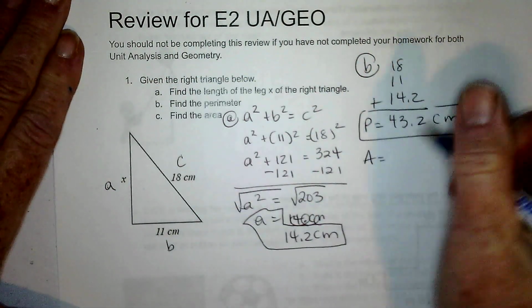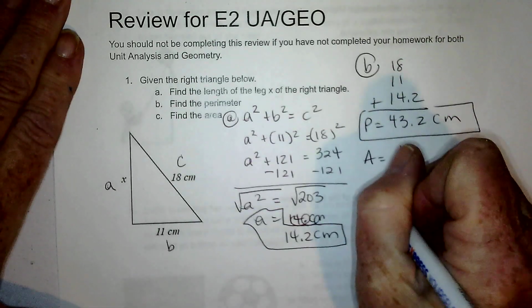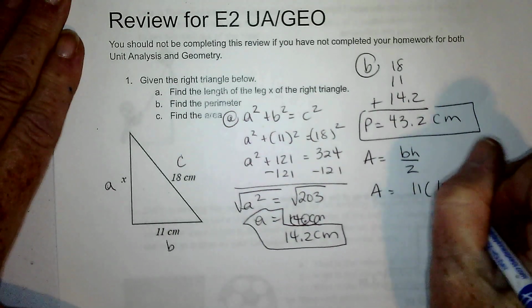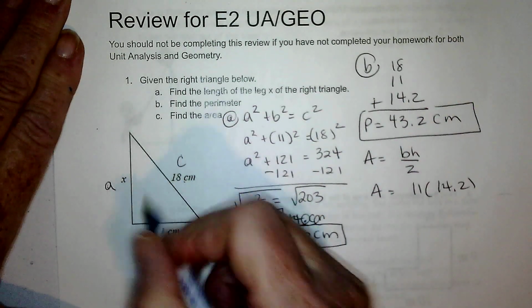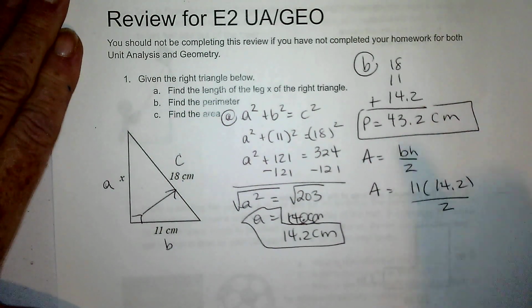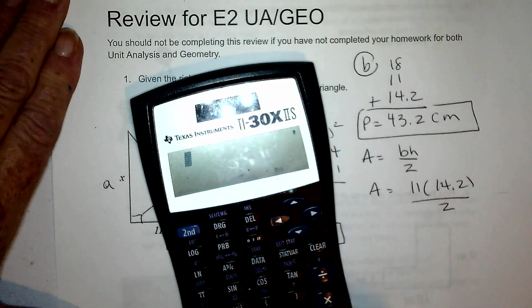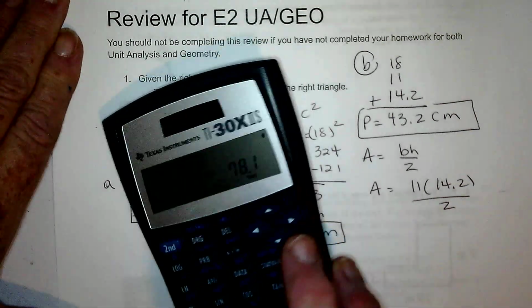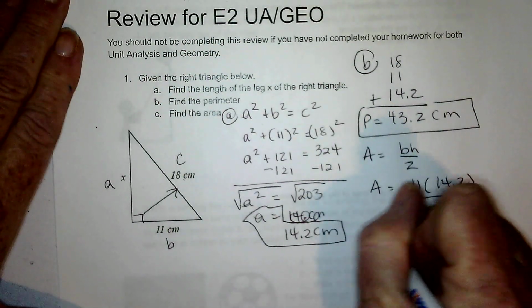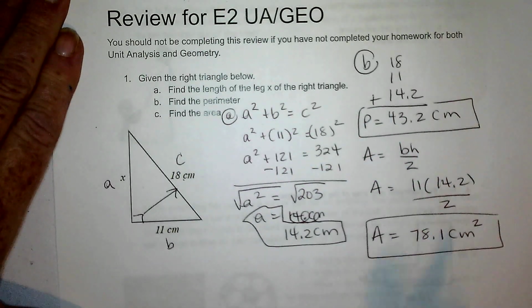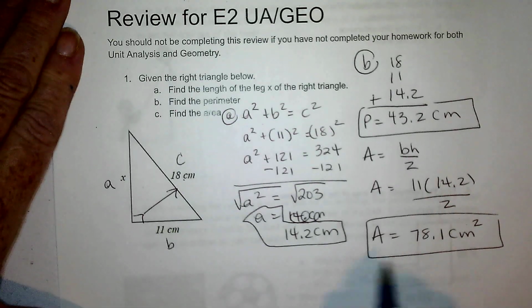Lastly is the area. Area for a triangle is base times height divided by 2. The base is 11. The height is 14.2. You'll never use your hypotenuse. The hypotenuse is always directly across from the right angle. You'll never use that for area. So base times height divided by 2, it's going to be 11 times 14.2 divided by 2, which is 78.1. So the area is 78.1 centimeters, and area is always squared. If you don't remember this, put that on your note card. Area is always square units.